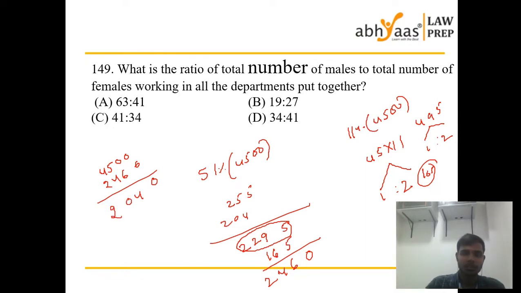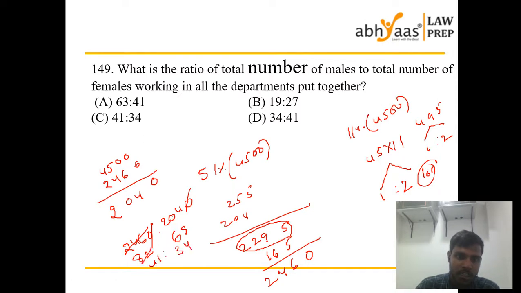Now I have to find the ratio between male and female. The total number of males is 2460. The total number of females is 2040. This gets cancelled again. 246 is a multiple of 3, 204 is a multiple of 3. 3 eights are 24, 3 twos are 6, 3 sixes are 18, 3 eights are 24. Next, 3 twos are 6, 3 fours are 12. So the ratio of male to female is 41 to 34.